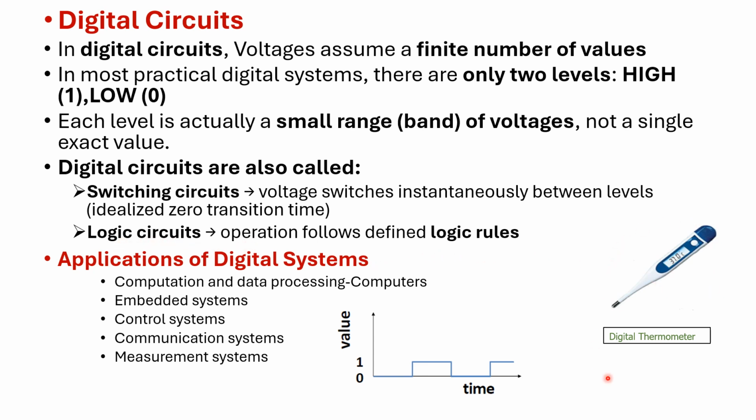Now the diagram shown here is a digital thermometer, where the value is displayed here. You can see the value displayed here, and the values will be either high or low as shown in the diagram. Applications of digital systems include computation and data processing, done in computers, embedded systems, control systems, communication systems, and measurement systems.